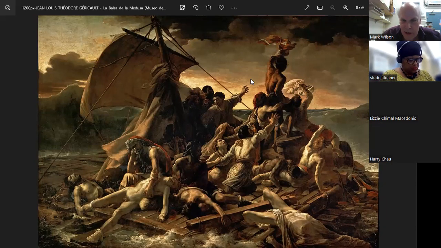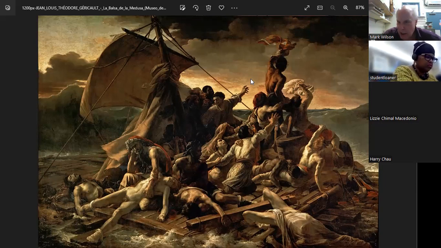Okay, so let's switch to a formal analysis. I already start saying there isn't a straight line in it. I don't see anything stable. Everything is at a diagonal or curved line, all the way from the clouds to the waves on the ocean and the diagonal lines on the boards of the raft and all the human bodies.